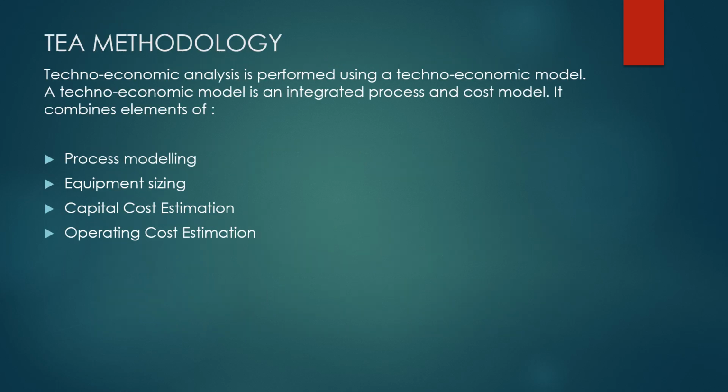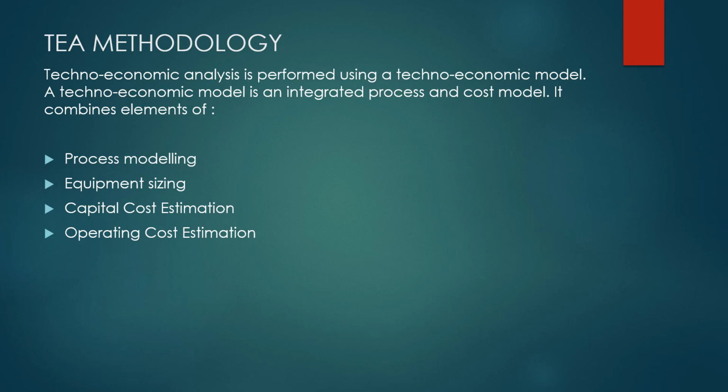Then we move on to how the techno-economic analysis method is carried out. So usually the techno-economic analysis method is performed using a techno-economic model. It is an integrated process model and it combines various elements in order to come out with the correct analysis of the specified process, product or service. So when you talk about the process model, it combines various elements. That's the process modeling element or process design element, the equipment sizing, the capital cost estimation, and the operating cost.